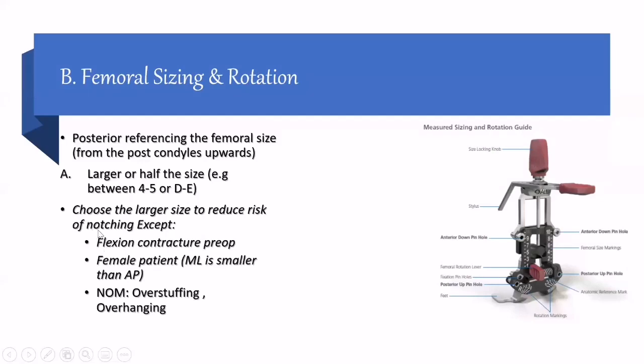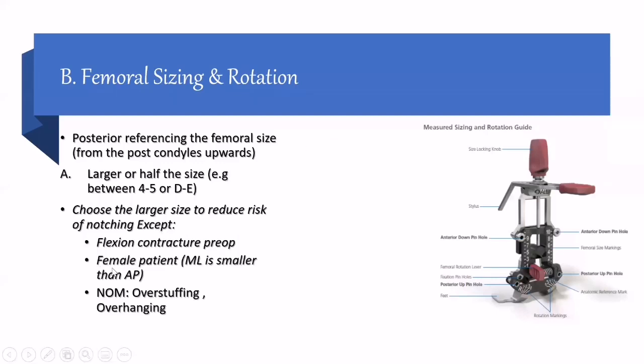There are some exceptions when you are not choosing the larger one. In cases of a flexion contracture, when you have a flexion contracture perioperatively, you can see that the anterior cut will be more proud anteriorly, and it will cause a reduced excursion of the quadriceps tendon.